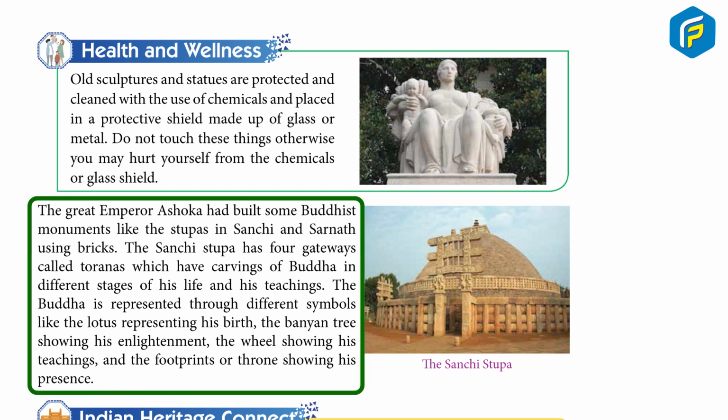The great Emperor Ashoka had built some Buddhist monuments like the stupas in Sanchi and Sarnath using bricks. The Sanchi stupa has 4 gateways called tornas, which have carvings of Buddha in different stages of his life and his teachings. The Buddha is represented through different symbols like the lotus representing his birth, the banyan tree showing his enlightenment, the wheels showing his teachings, and the footprint or throne showing his presence.